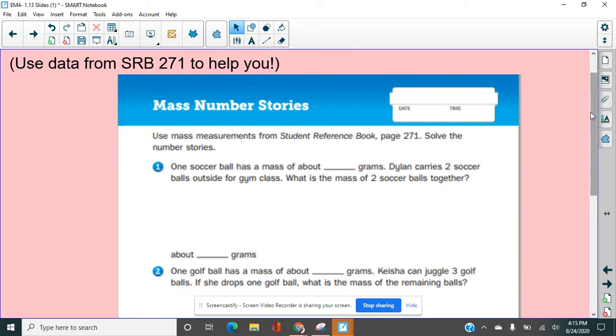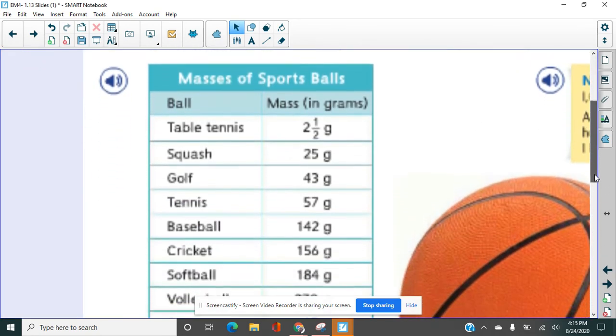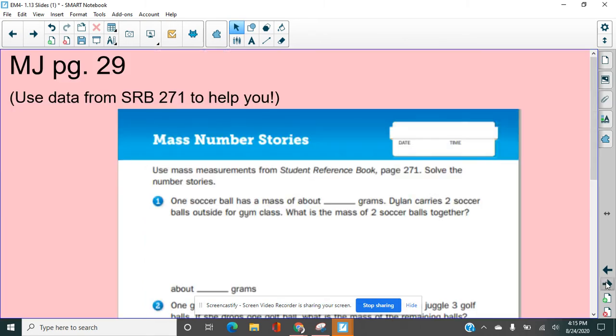All right, now we have this page in our Math SRB, but we're going to be using it on the screen, so you don't need to open it up unless you really want to have that page open for yourself on page 271. What I would like for you to do is to open up to this page that says Mass Number Stories. It is page 29. Open up to it now.